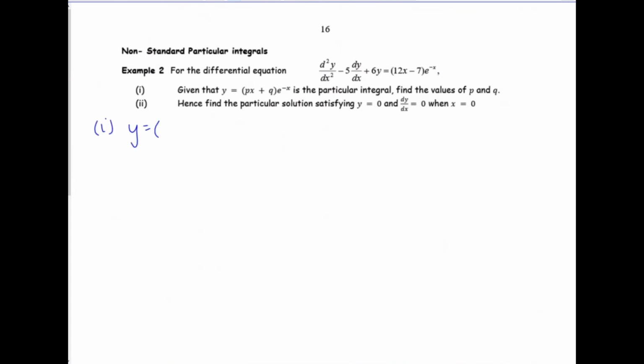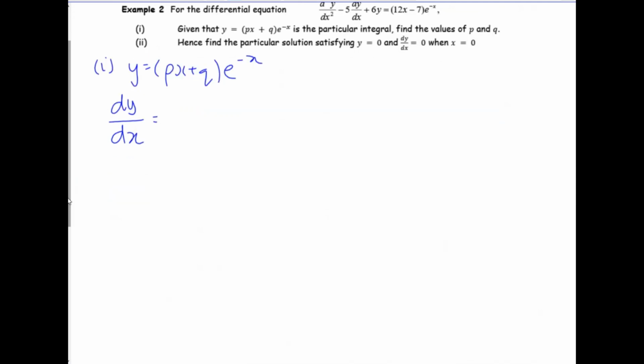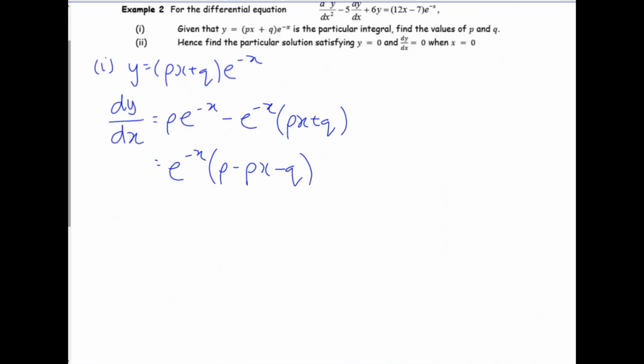So y equals px plus q, times e to the minus x. I'm going to differentiate this one using the product rule again. So differentiating the inside of this gives me p times e to the minus x, plus differentiated e to the minus x times px plus q. I am going to factorize this because I think it will make my life slightly easier further down the line. So I'm going to take out the e to the minus x and put p minus px minus q.